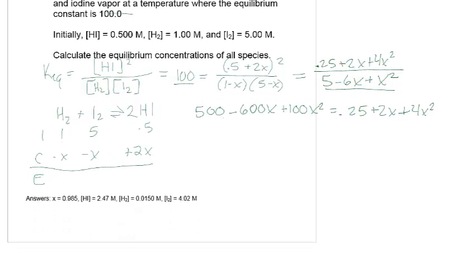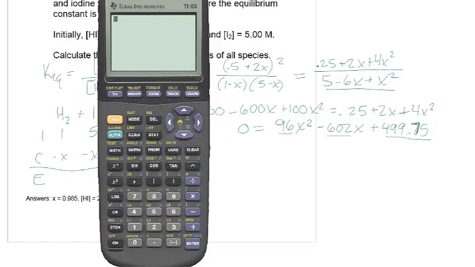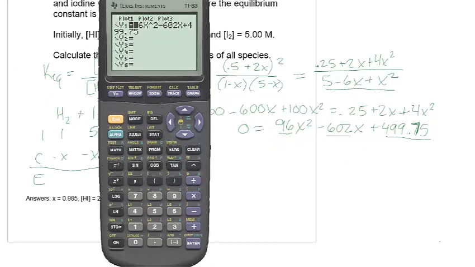And then you will move all of your terms to the same side so that you get 0 equals something. And when I did that, I got 96x squared minus 602x plus 499.75. So at this point, you could do the quadratic equation. You could do, here's your A, your B, and your C. However, your graphing calculator also has this great graphing feature. So pull out that calculator, and what you will do is put this into your y equals. Okay, so you type your equation into your y equals.